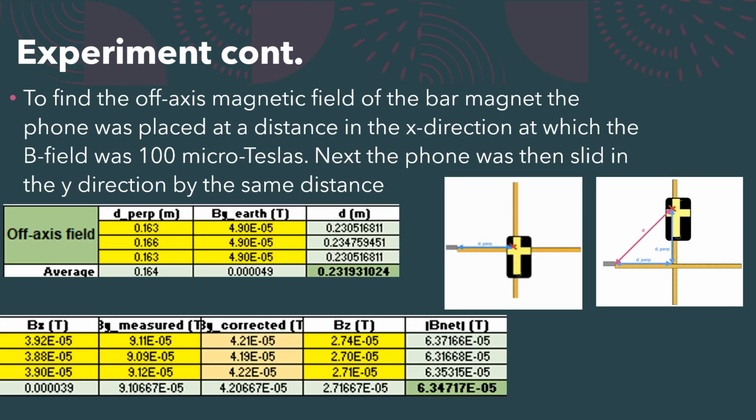To find the off-axis magnetic field of a bar magnet, the phone was placed at a distance in the x direction at which the magnetic field was 100 microteslas. Next, the phone was slid in the y direction by the same distance.